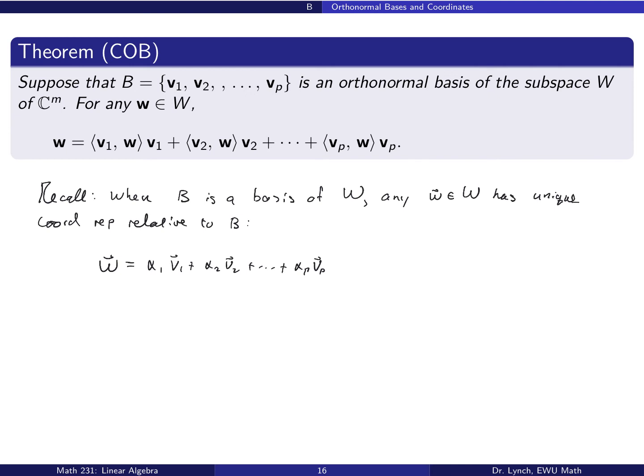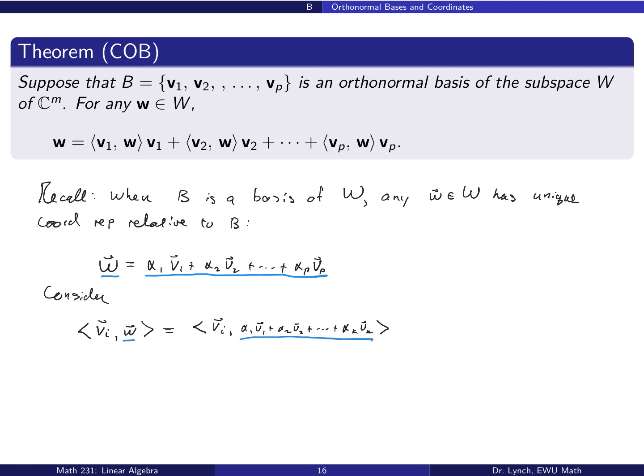Now, in order to get the representation that you want, we're going to go ahead and have a look at the inner product of the ith orthogonal basis vector with w. Okay, so here I'm thinking about the inner product of the ith vector in our basis with w, and all I've done is substitute this expression for w in our inner product.